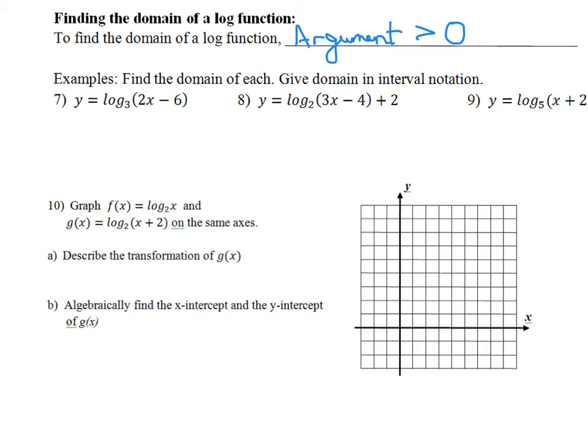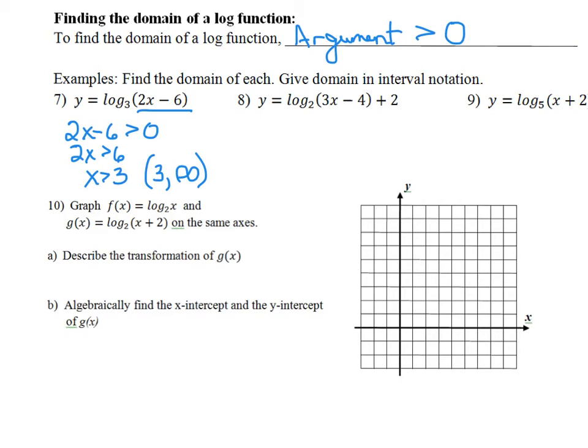So for example, if I want to find the domain for number 7, I'm going to take the argument 2x minus 6 and say that that value, 2x minus 6, has to be a number that's greater than 0. When I solve this for x, I get 2x is greater than 6, so x must be greater than 3. So in interval notation, this domain would start at 3 but not include 3 and go to infinity.